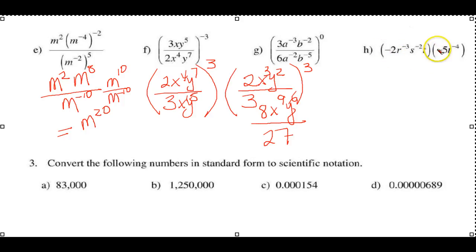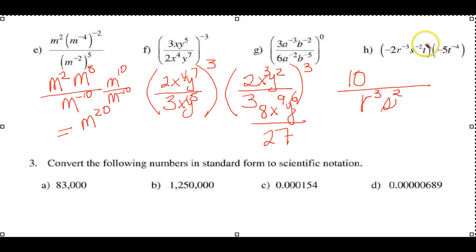In this next example, we want to determine what will our sign be. Negative 2 times negative 5 is a positive 10. Now we add our exponents. r to the negative 3, since there's nothing to add to it, we bring it right down to the denominator as a positive 3. s to the negative 2, we bring down to our denominator.